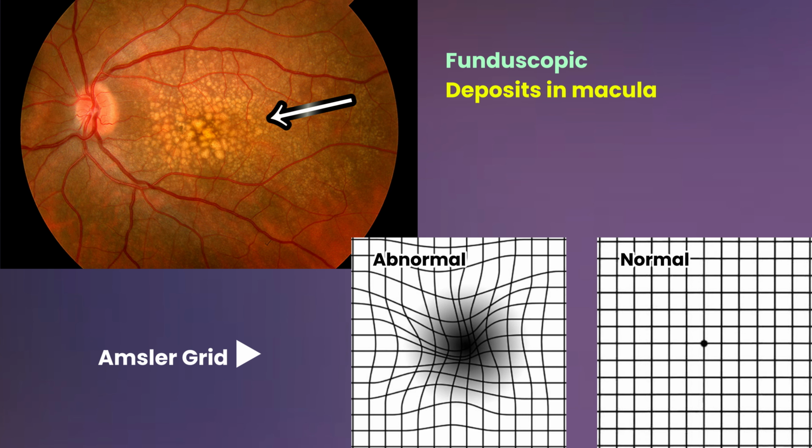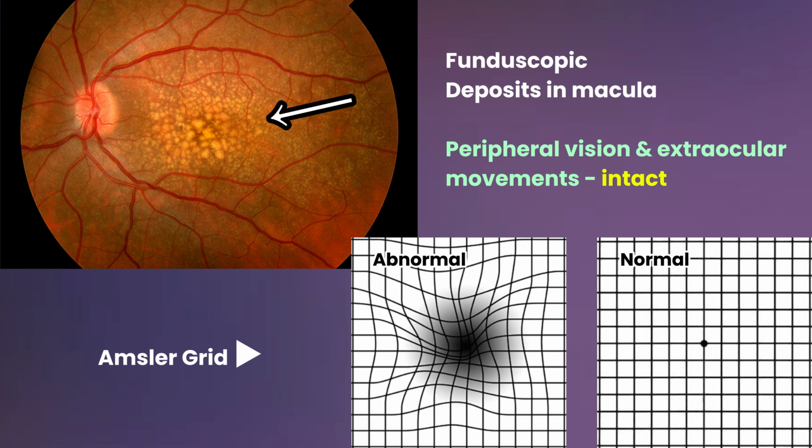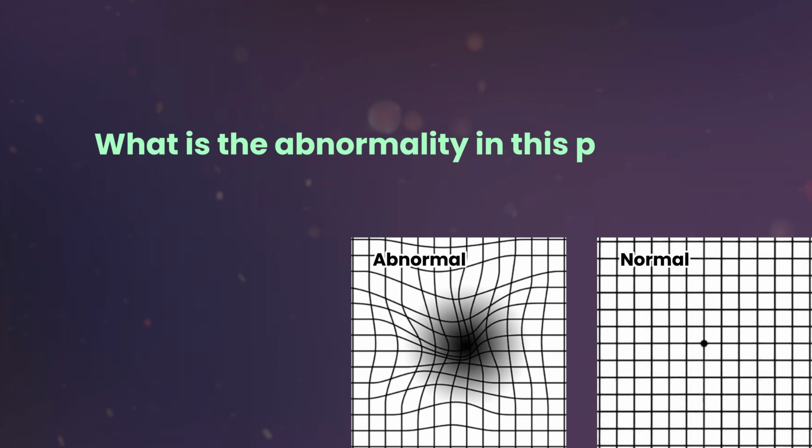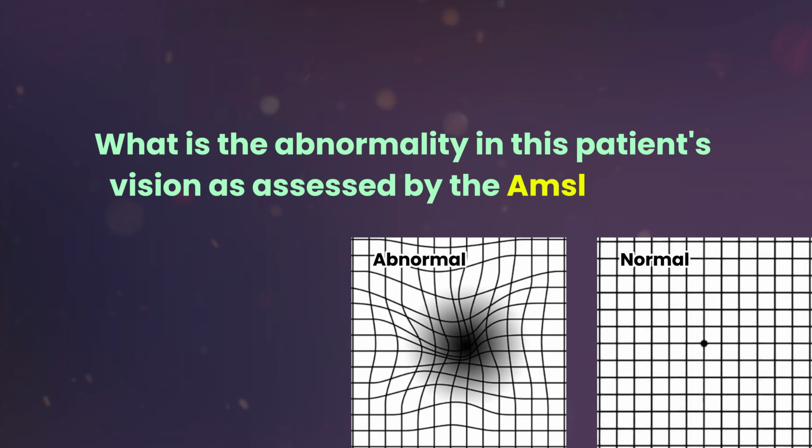Fundoscopic examination reveals deposits in the macula and abnormal vision as assessed by the Amsler grid, see in the figure. Her peripheral vision and extraocular movements are intact. What is the abnormality in this patient's vision as assessed by the Amsler grid?